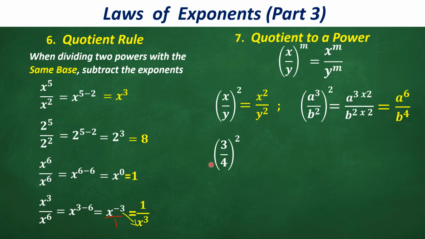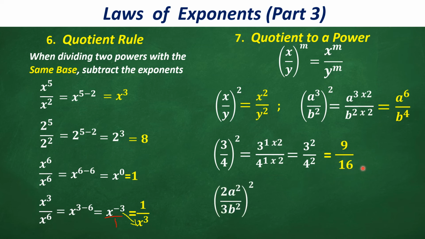Another example, if we had quantity 3 over 4, quantity raised to the 2nd power. Again, copy the base 3. Ang exponent dito ni 3 ay 1. I-multiply sa exponent na nasa labas, which is 2. Then, copy the base 4. Ang exponent ni 4 ay 1. Then, multiply sa 2. So, we have 3, 1 times 2 is 2. And then, 4, 1 times 2 is 2. Simplify. 3 squared is equal to 9. And 4 squared is equal to 16.